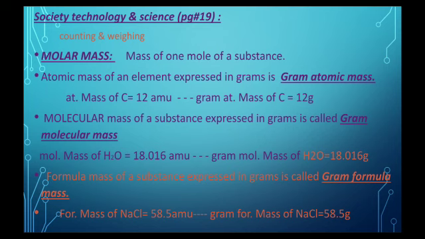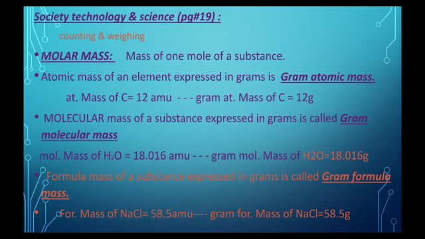Gram atomic mass. It's very simple to do. And the molecular mass of a substance expressed in grams is called the gram molecular mass. Similarly, water is again an example. 18.016 AMU is the molecular mass of water. So by just changing the unit from AMU to grams, we say that it is the gram molecular mass of water.